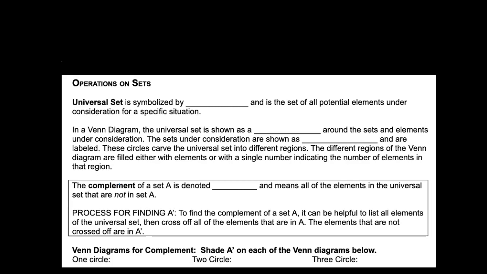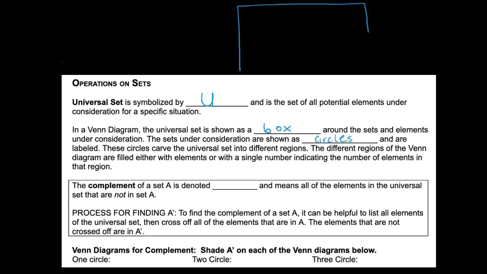So the universal set is symbolized by an uppercase U, and it's the set of all potential elements under consideration for a specific situation. I know that that's really abstract. I'm going to do an example where we can see what this means in a second. So in a Venn diagram, the universal set is shown as a box around the sets and the elements under consideration. And then all of the sets that are considered in the box are shown as circles, and they're labeled. So let me draw you a picture.